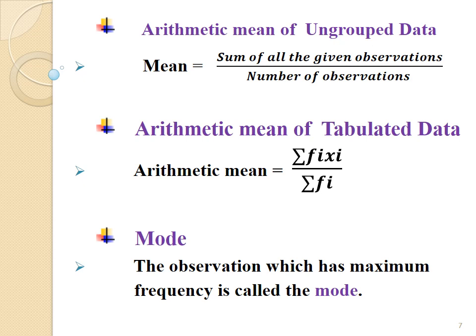Mode. The third measure of central tendency is mode. It is again a single value which can represent the whole data. Mode is defined as the observation which has maximum frequency, or we can say that the number which occurs most frequently in a given data is called mode.